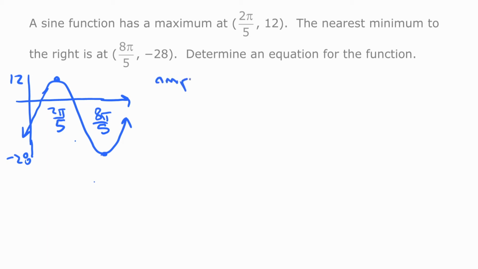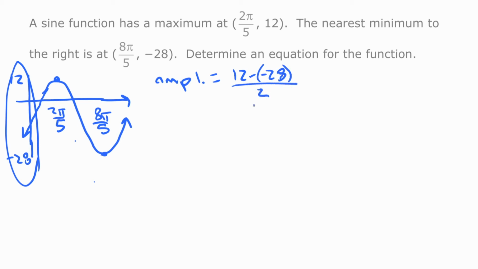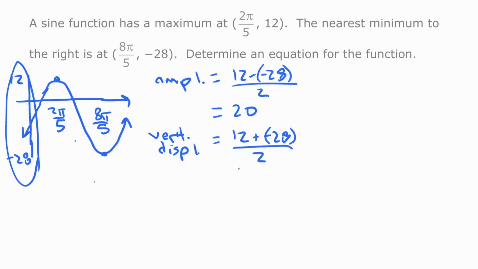We'll do the amplitude. The amplitude is half the difference between those, 12 minus negative 28, or the distance in between there, divided by 2. So 40 divided by 2 gives us 20. We'll do the vertical displacement. Similar formula, similar method, except it's the average, so it's 12 plus negative 28 divided by 2. So that's going to give us negative 16 divided by 2 is negative 8, so the shift is 8 down.